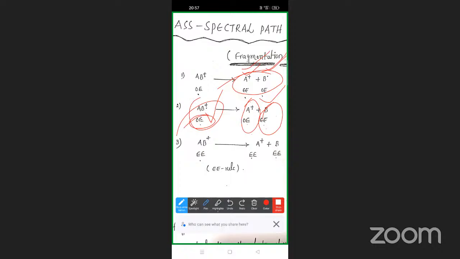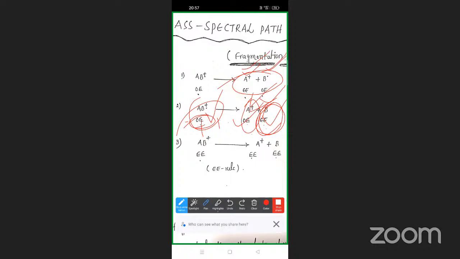So this molecular ion takes one electron and converts into a neutral molecule. It becomes even-electron, because here it is odd-electron, and by adding one more electron it becomes even. That is one pathway. These are the possible pathways only, right?